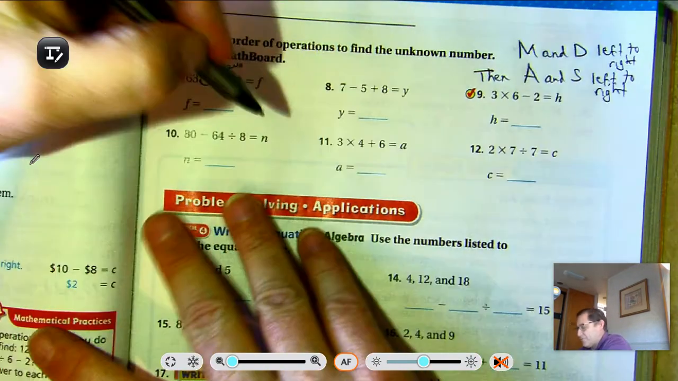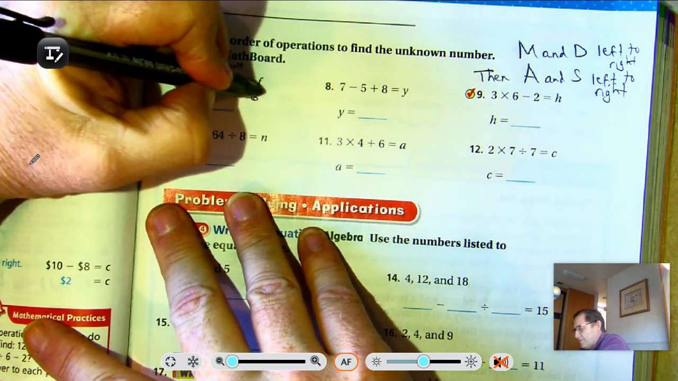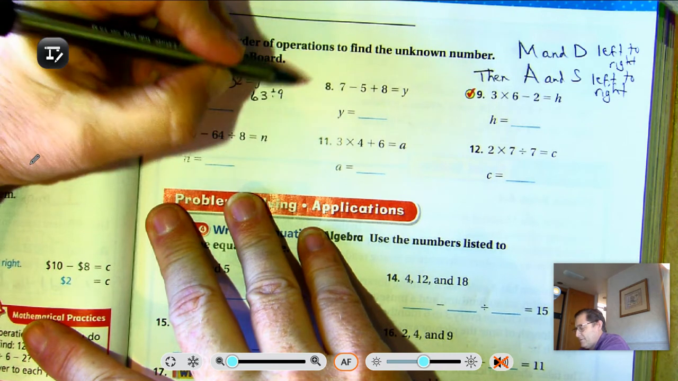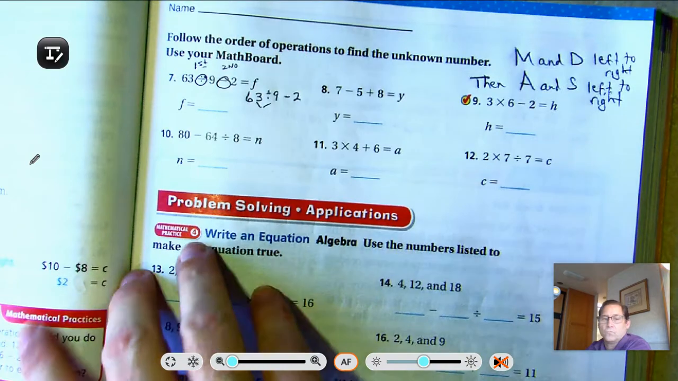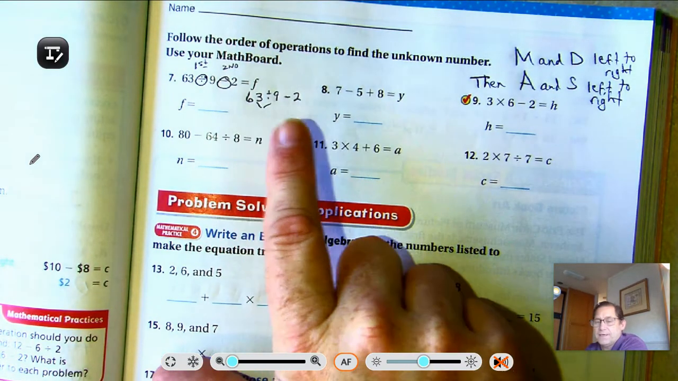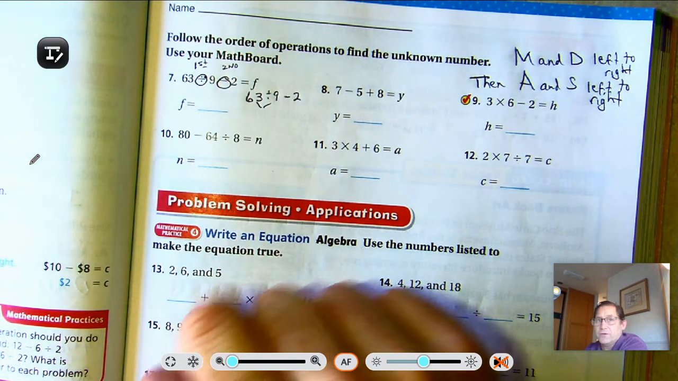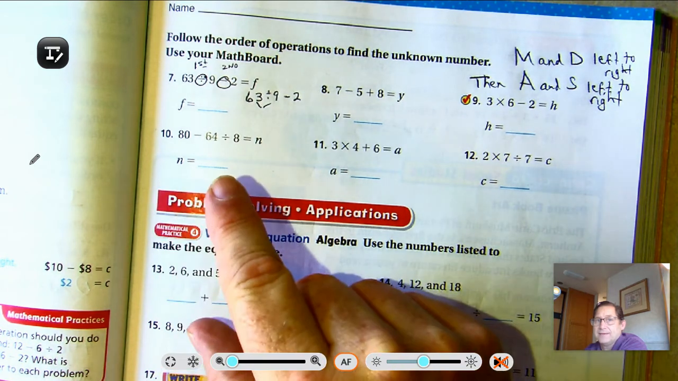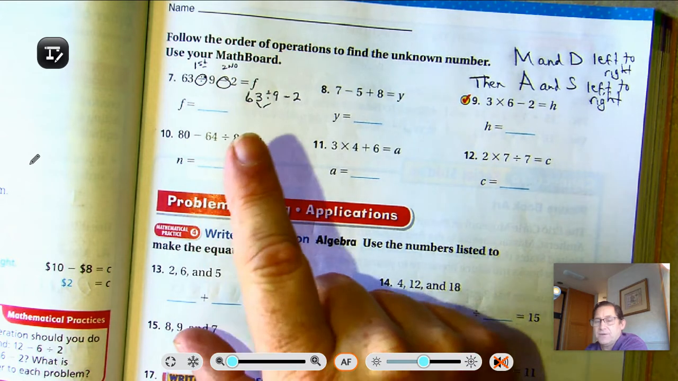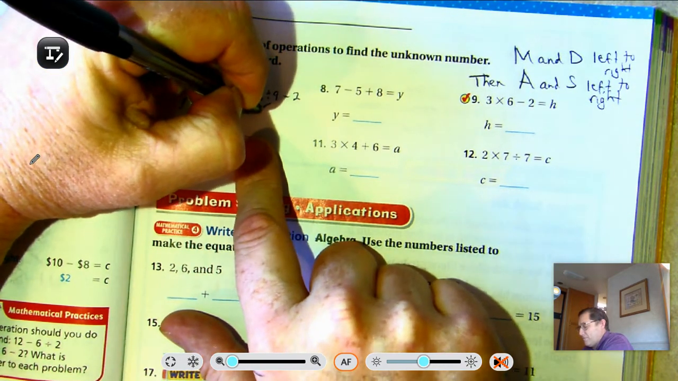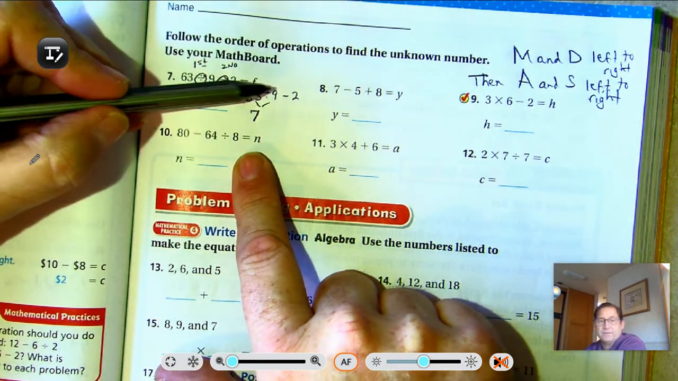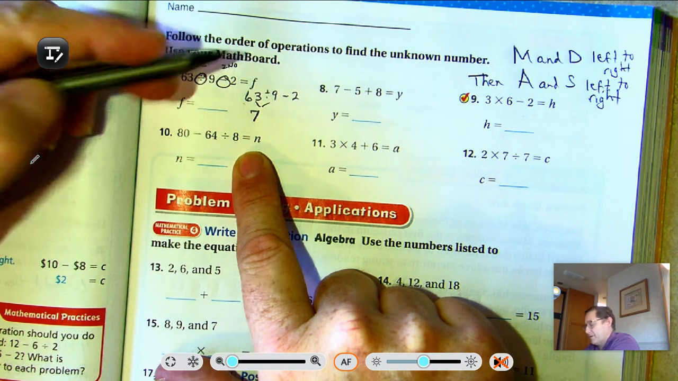All right, so 63 divided by 9. Let's do that first. 63 divided by 9. Well, 9 times what is 63? We know that the factor that we multiply by 9 will be 1 greater than the tens place of the product. So if the tens place is 6, the factor that I multiply by 9 would be 7. So 63 divided by 9 is 7.